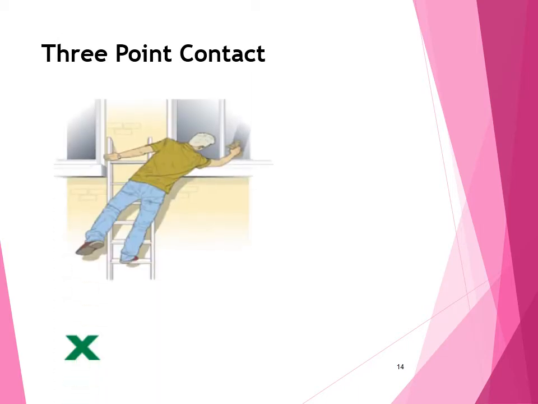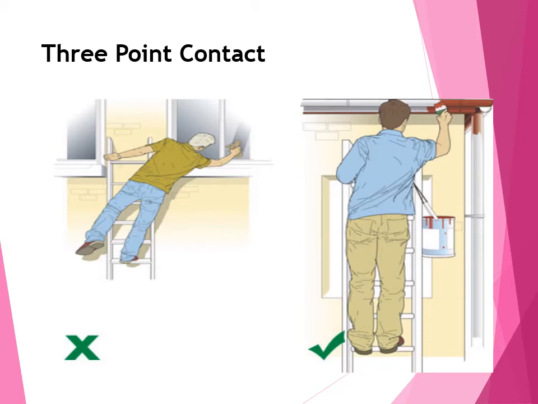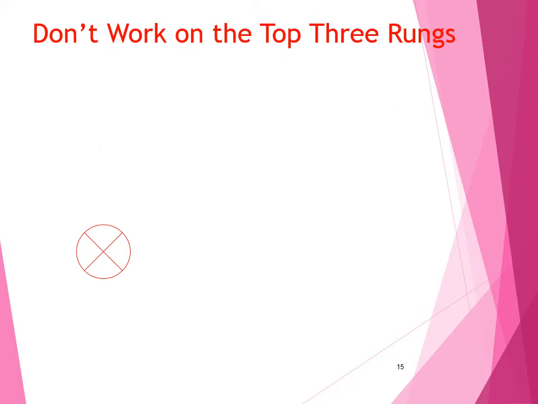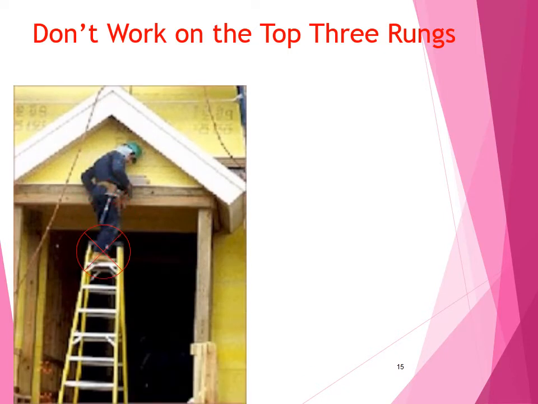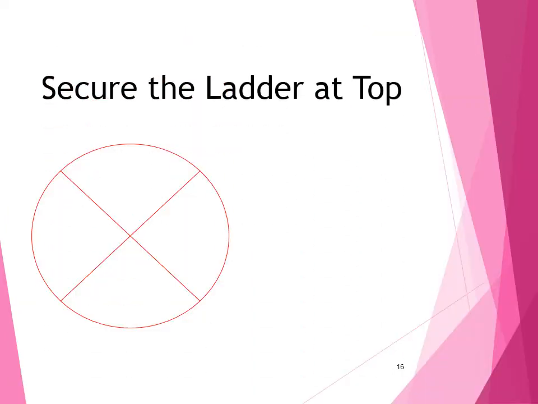3-point contact. This is a very dangerous method: you are holding one side, standing at one side and doing the cleaning, which is not the correct methodology. This is the correct methodology of how to do the job. Don't work on the top 3 rungs. See, this image shows never ever do like this. The top 3 rungs are always dangerous. Always work like this, as shown in the image.